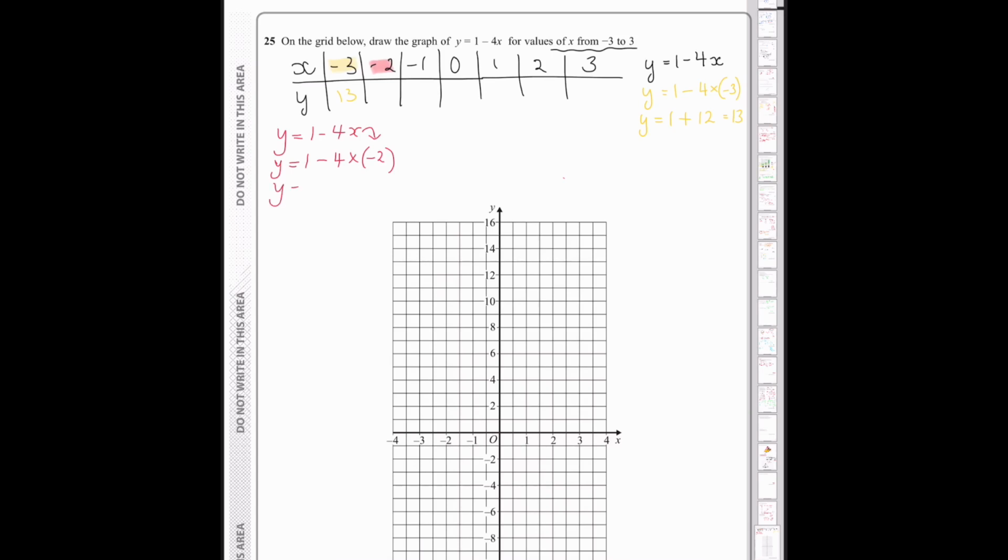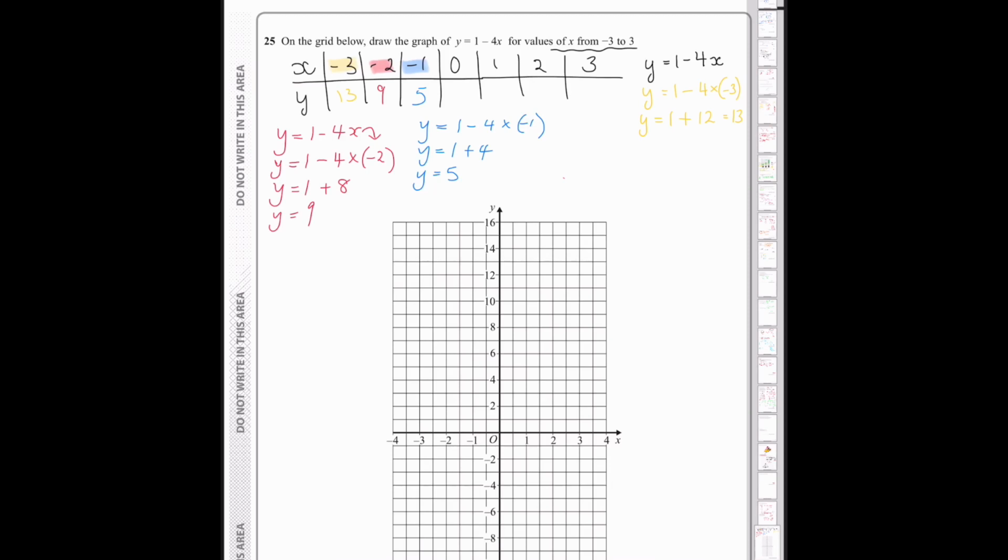So y equals 1, and then you've got minus 4 times minus 2, which becomes 8. So y must equal 9. So I'm going to put 9 there. Okay, I'm then going to put minus 1 into my equation. So y equals 1 minus 4 times minus 1. Okay, y equals 1 minus, and then minus 4 times minus 1 is plus 4. So we actually end up with y equals 5. So 5 goes in there.